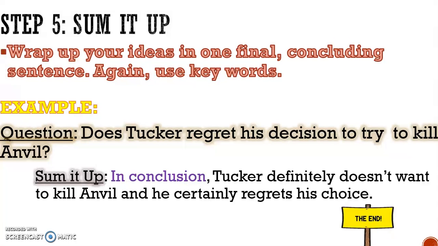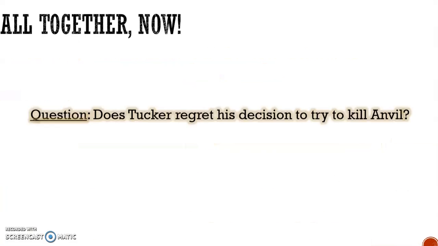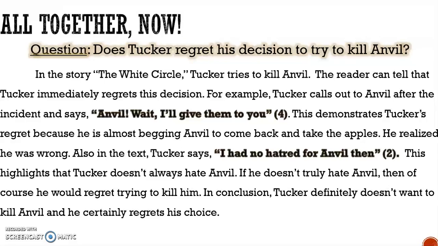So now let's take a look at all of these put together and what the final product would be if I follow every step of RACES. This is what your paragraph should look like. A few things that you're going to notice. It's more than 3 sentences. A full paragraph should be about 5 to 7 sentences.